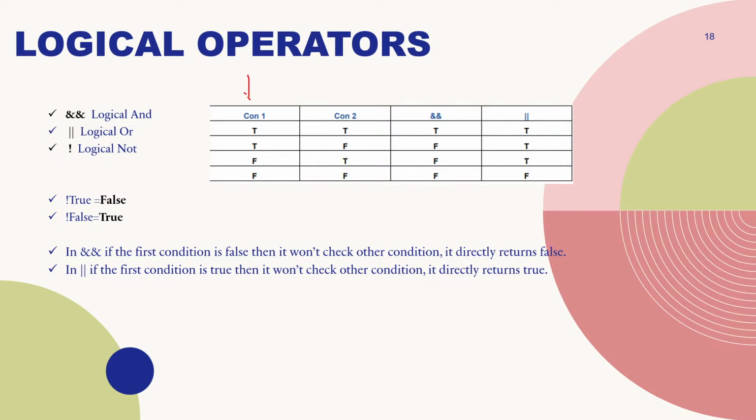See, condition one is my first operand. Condition two is my second operand. Okay. This is my AND operator. Let's assume that for condition one and condition two, I am performing the AND operation, logical AND. If both the conditions, the first operand and second operand, are true, the AND operator will give you a true output. Okay.